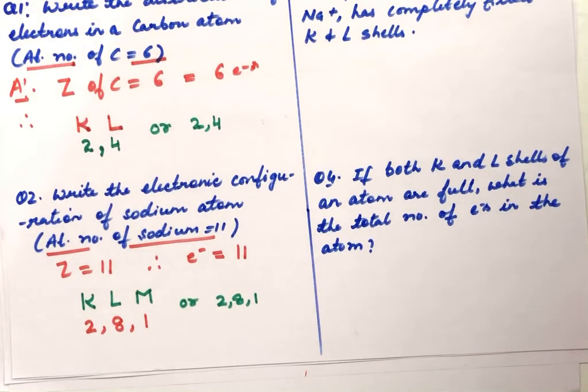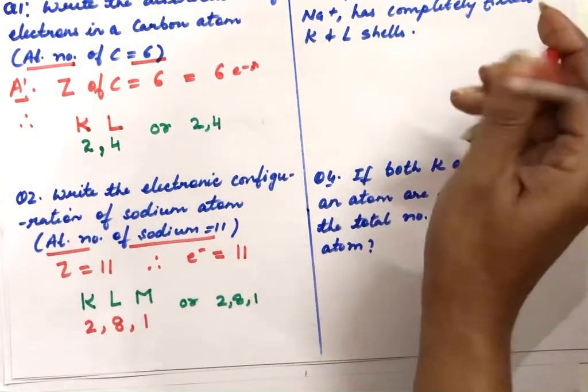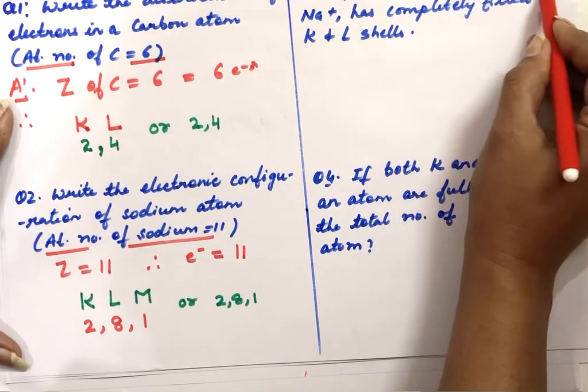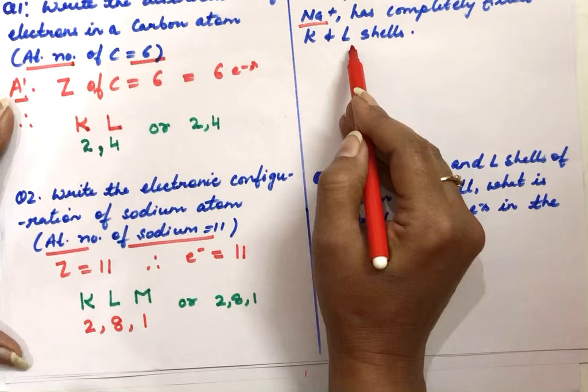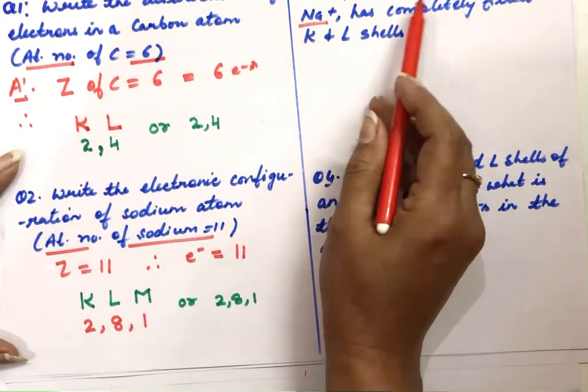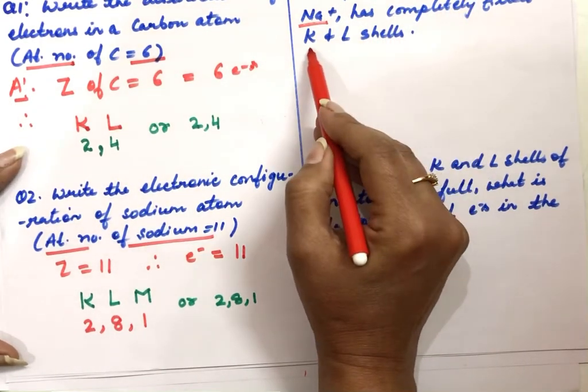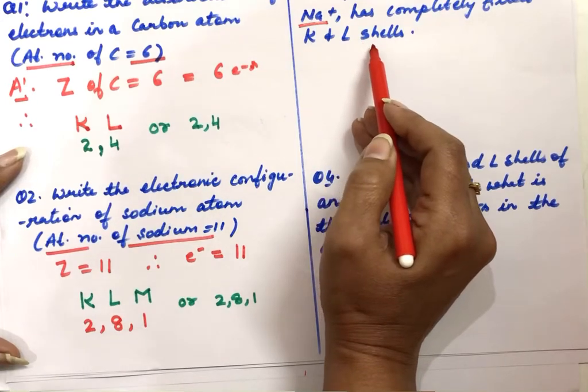Next question. Explain why the sodium ion, now it is an ion here, not an atom, Na plus, has completely filled K and L shells. We have to explain that in the sodium ion, the K and L shells are completely filled.